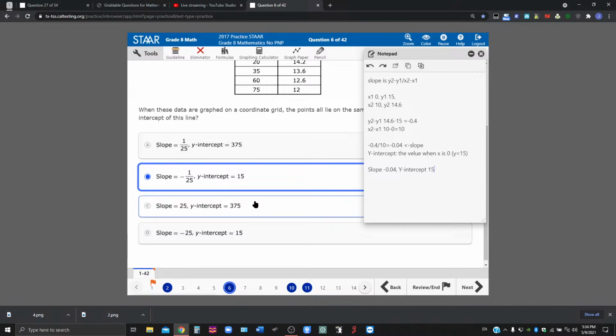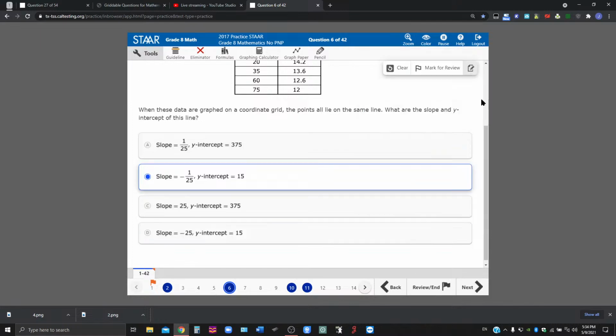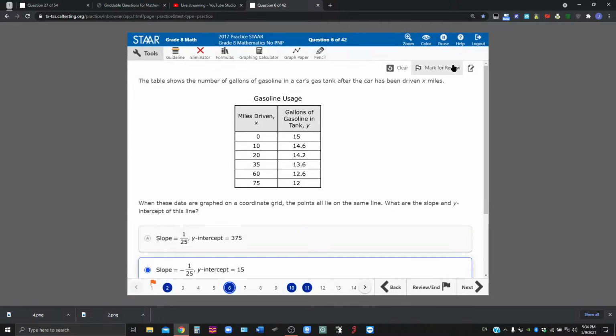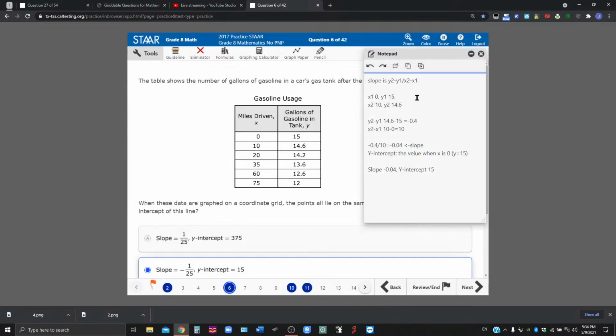So we can use the several tools, formula, pencil, and the notepad together. And again, the steps are always there. Whenever you come back, it's still there, and you can quickly check your steps.